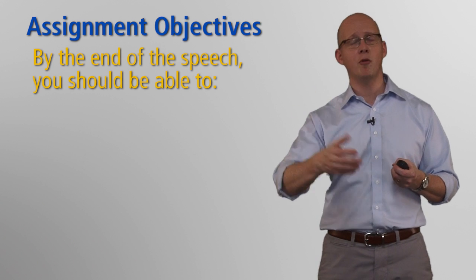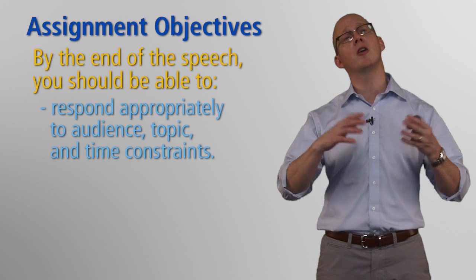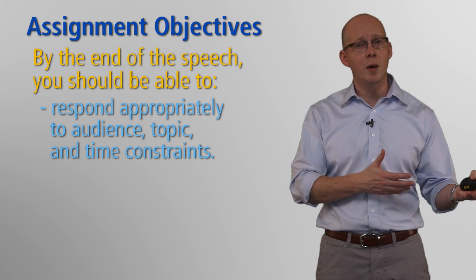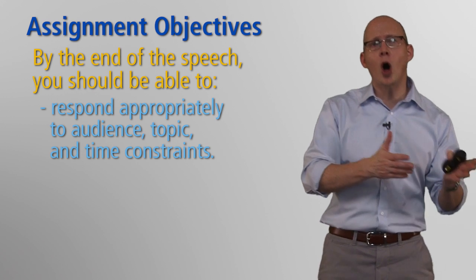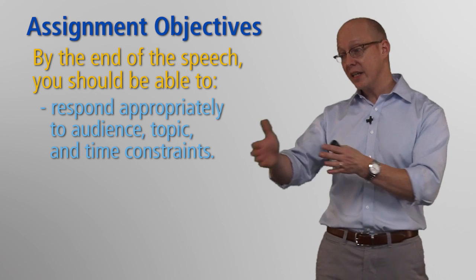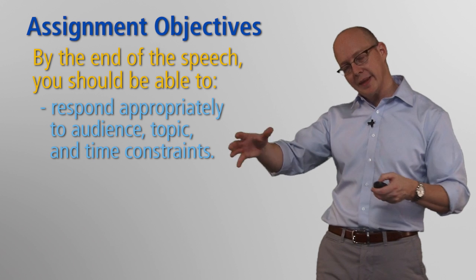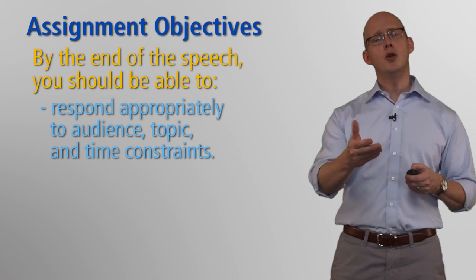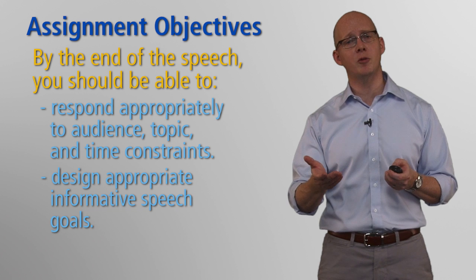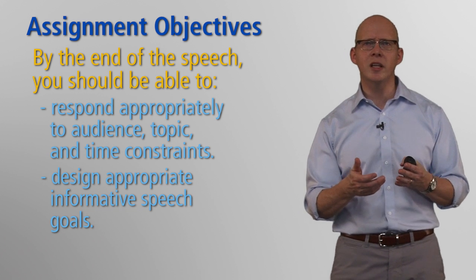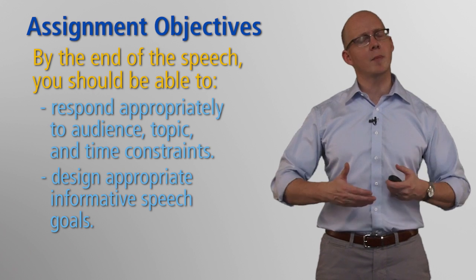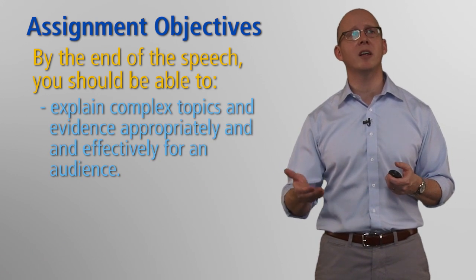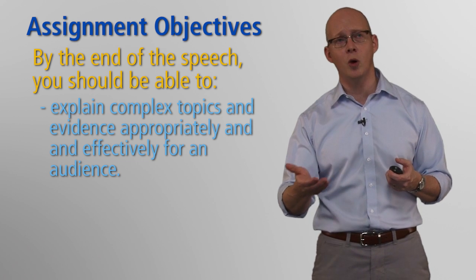So what are some of the assignment objectives? Well, by the end of this speech, the informative speech, students should be able to respond appropriately to audience, topic, and time constraints. So here we're trying to figure out, well, what do you need to say for a specific audience, and what can you say on a topic given the time that you have? So we're going to think about how to find that balance. You should be able to design appropriate informative speech goals. So here we're thinking strategically about what the audience should be able to take away from the presentation. We're thinking about how you should be able to explain complex topics and evidence appropriately and effectively for an audience.